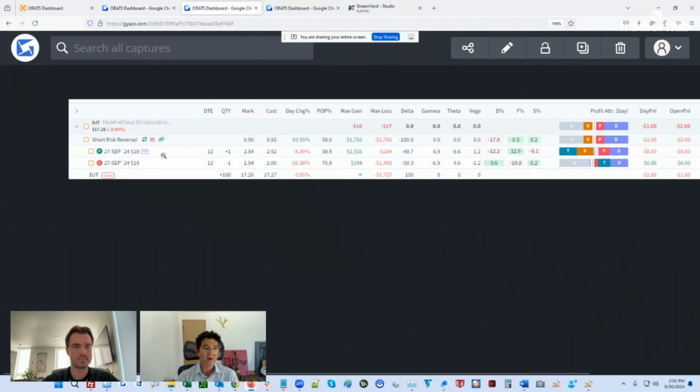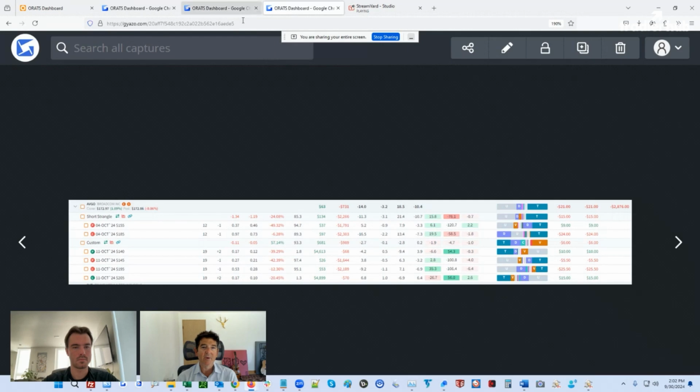We did a Trump risk reversal that was hard to borrow. Short risk reversal, another one, hoping that it would be harder and harder to borrow, which it didn't end up being. So we lost a little bit there, and I'll show you how to calculate how much we lost.